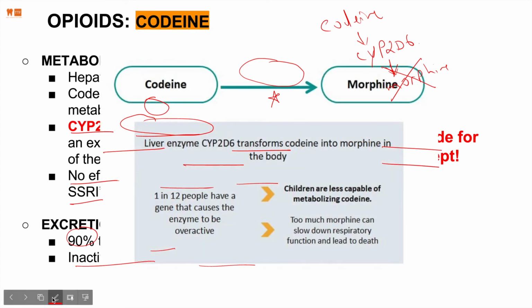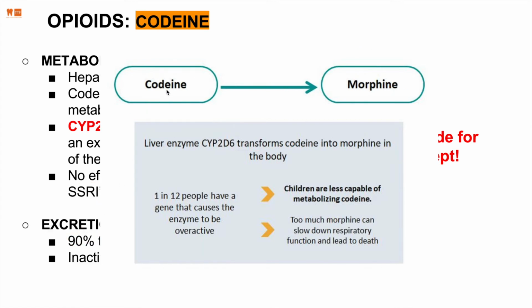So this is the concept that we were just talking about, that codeine will convert to morphine with the help of a liver enzyme known as CYP2D6, right? The liver enzyme CYP2D6 transforms codeine into morphine in the body. However, 1 in 12 people have a gene that causes the enzyme to be overactive. Therefore, children are less capable of metabolizing codeine, but too much morphine can slow down the respiratory function and lead to death. So this is a genetic condition, right?